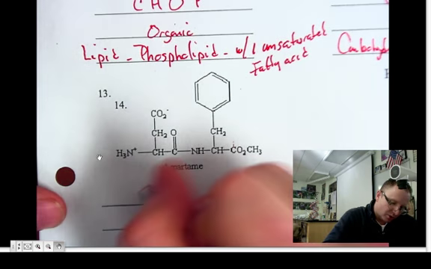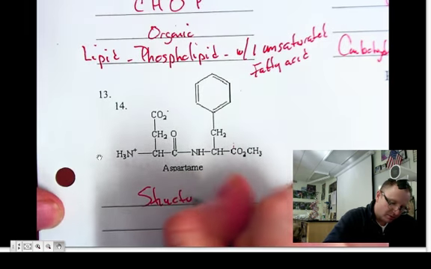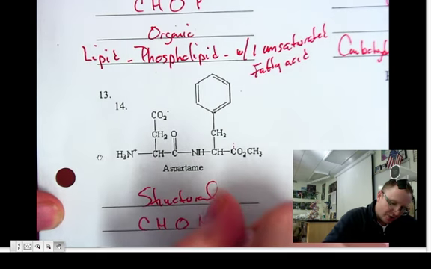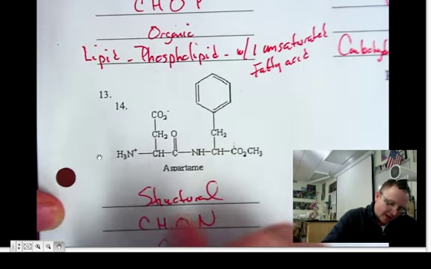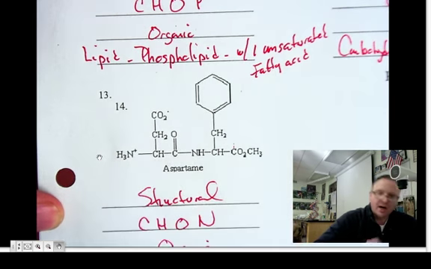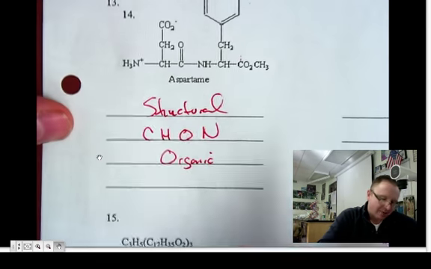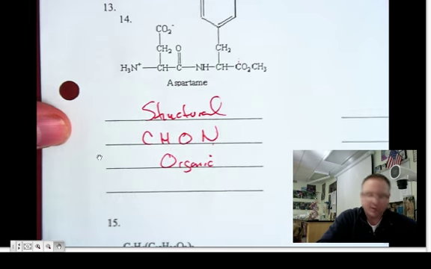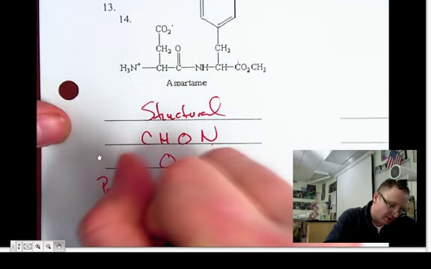Okay, here, structural. We've got carbon, hydrogen, oxygen, and nitrogen present. It's organic. Clues that I'm looking at here, because it's got carbon, hydrogen, oxygen, and nitrogen, I know that it's got to be associated with protein.